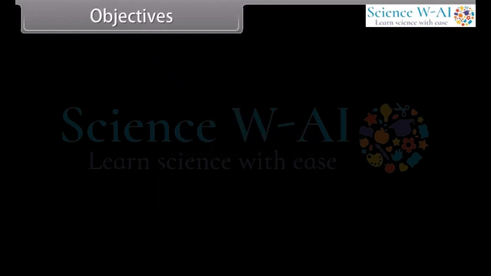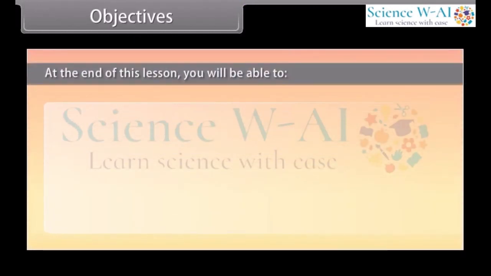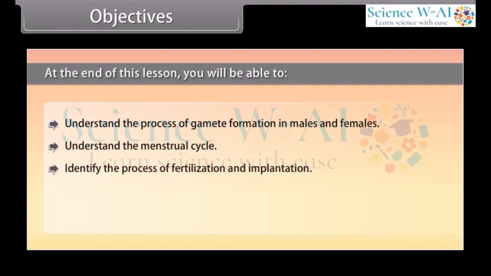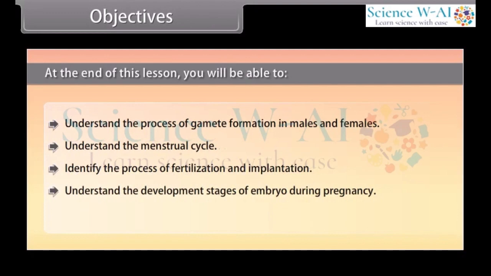Objectives. At the end of this lesson, you will be able to understand the process of gamete formation in males and females, understand the menstrual cycle, identify the process of fertilization and implantation, understand the development stages of embryo during pregnancy, understand parturition and lactation.